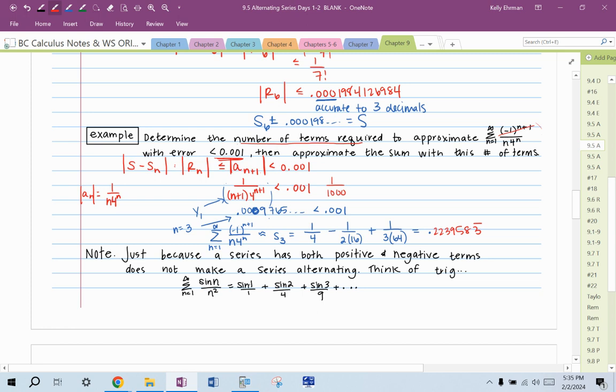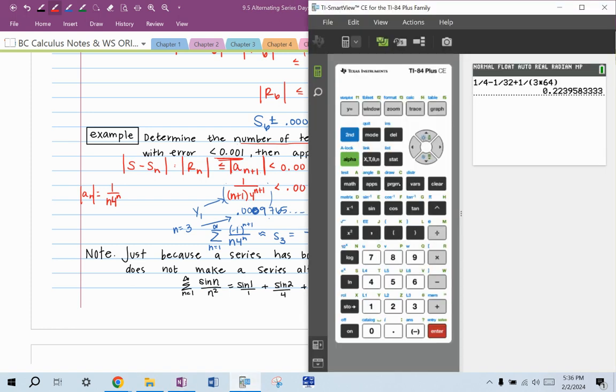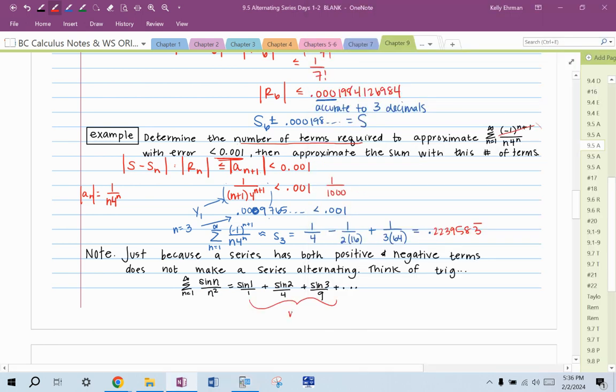So sine 1 over 1, sine 2 over 4, you might think, oh yeah, sine goes between 1 and negative 1, but only at its extremes. The sine of 1 is that decimal. The sine of 2, this is 2 radians, right? It's still positive. The sine of 3, still positive. So none of these are alternating. So just be careful of that. In this case, we would need to do LCT or DCT to figure out what's happening here.